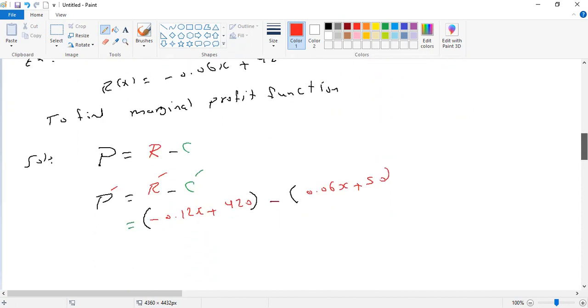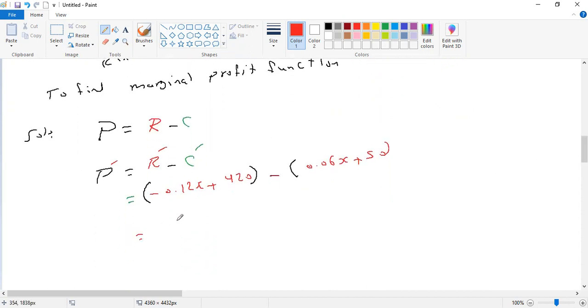So the answer is equal to minus 0.12x plus 420 minus 0.06x, and the negative makes it minus 50.